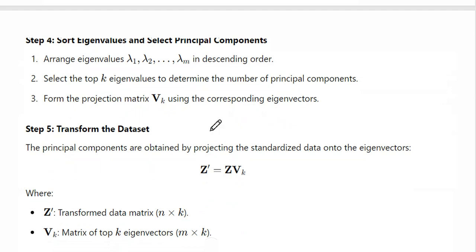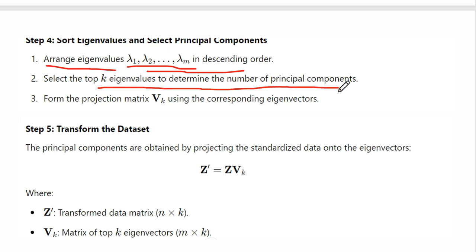Once you find the eigenvalues, arrange all the eigenvalues in descending order. If you have a higher eigenvalue, that particular feature is a more important feature. The next higher value is the next important feature. Like this we have to understand. So after arranging all the eigenvalues in descending order, we select the top k eigenvalues to determine the number of principal components.